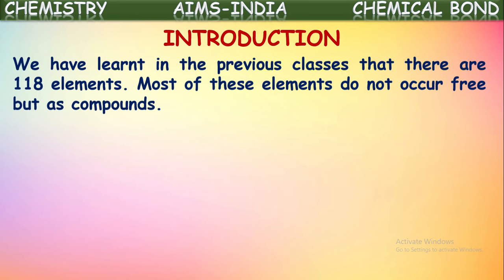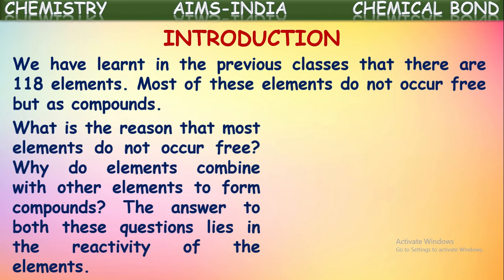We have learned in the previous classes that there are around 118 elements discovered so far, isn't it? Most of these elements do not occur free but as compounds. Out of these 118 elements, very few exist in the free form in the earth's crust, but many of them do not occur in the free state, but occur as compounds.